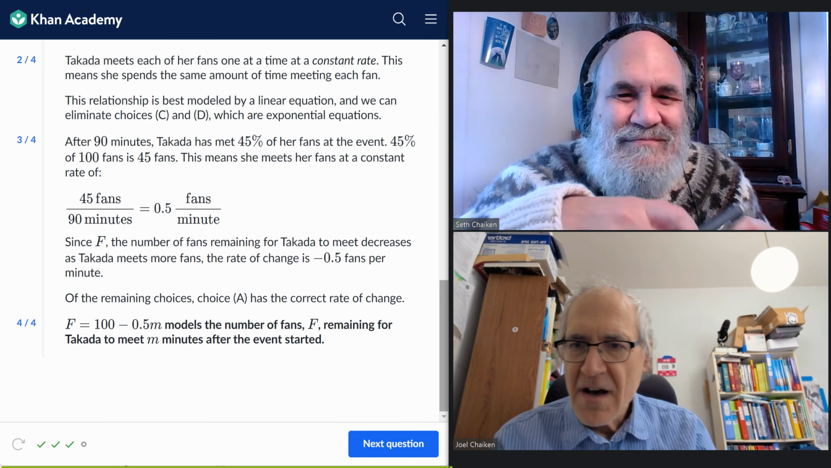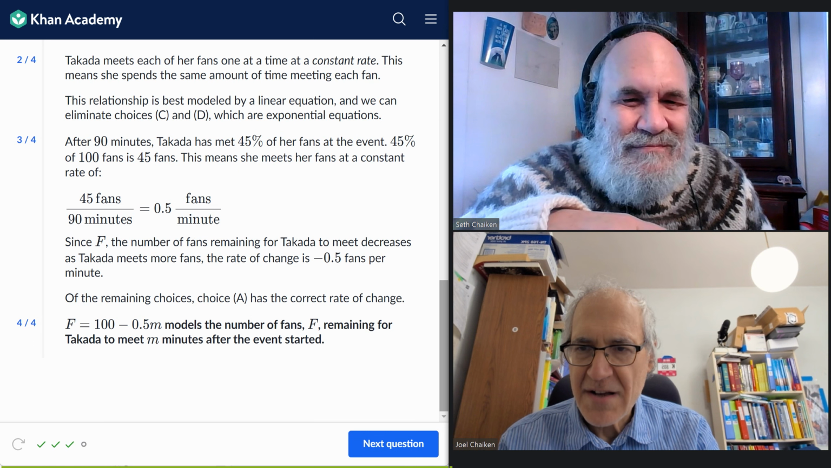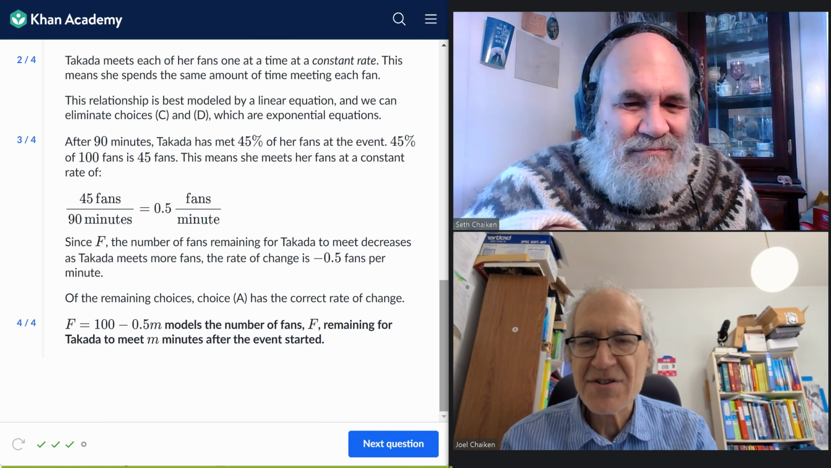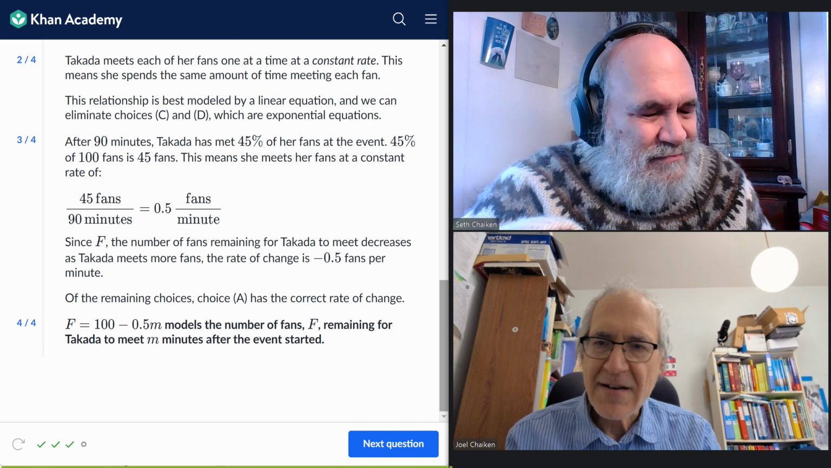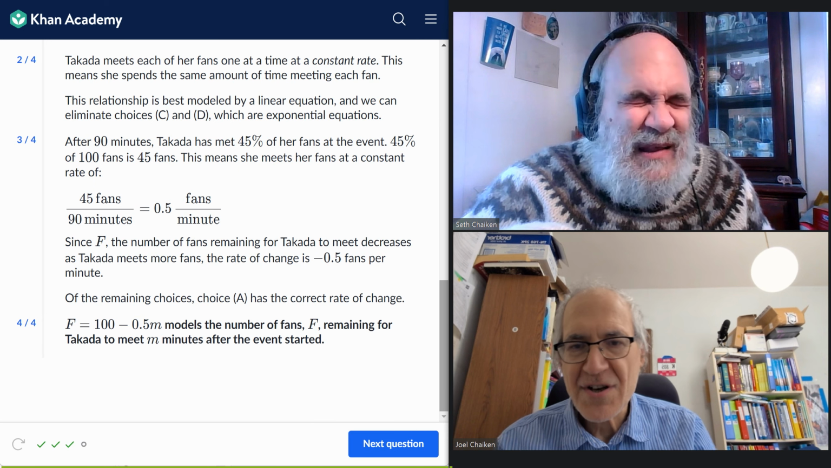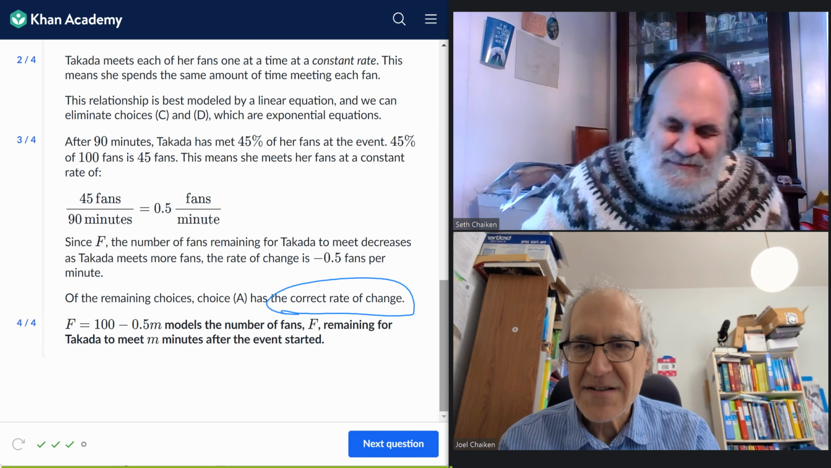Okay, since F, all right, so then you have to subtract that. Since F, the number of fans remaining, decreases, the change is negative. Okay, negative 5. Of the choices, A has the correct rate of change. Yeah. Slope, correct rate of change. So therefore, that's the answer.